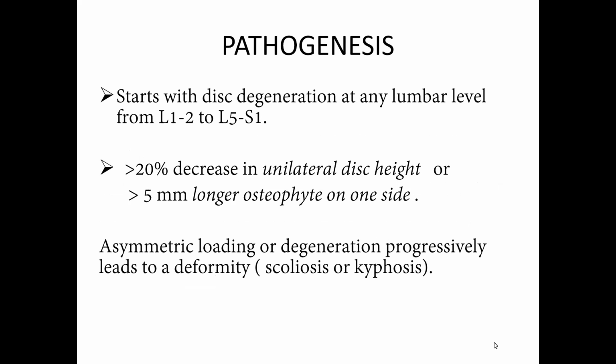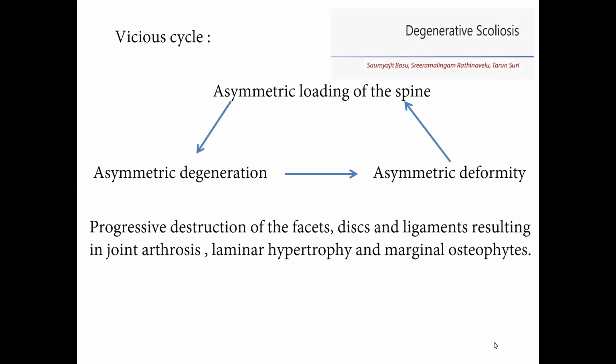That is, a decrease in the unilateral disc space of more than 20% or a large osteophyte of more than 5 mm on one side leads to asymmetrical loading or degeneration progression, leading to deformity. This leads to a vicious cycle of asymmetrical loading of the spine, asymmetrical degeneration, which further leads to asymmetrical deformity, and it goes on.